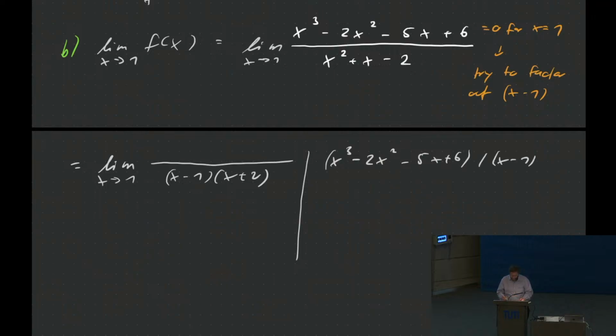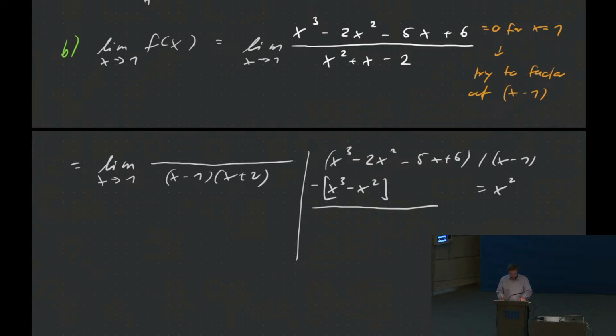So this first polynomial, the numerator divided by x minus 1, what will that be? Let's first look at the highest power here, x to the power of 3. We need to multiply x by x squared to get x to the power of 3. And now if we multiply this x squared with this linear factor here, we get x to the power of 3 minus x squared. And then we just subtract that.